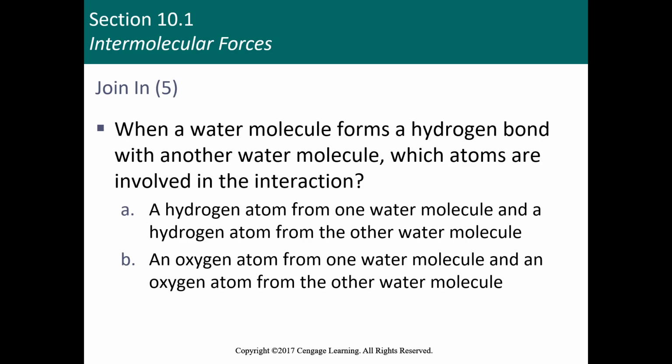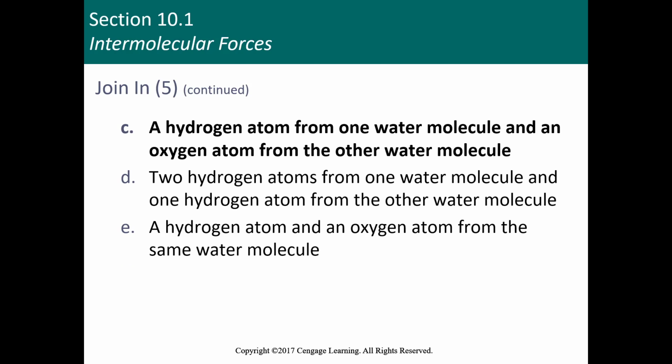When a water molecule forms a hydrogen bond with another water molecule, which atoms are involved in the interaction? So we're looking for hydrogen interacting with oxygen in the water, right? And so we go through, bing, bing, bing, and we find out it is C, which is a hydrogen atom from one water molecule and an oxygen atom from the other water molecule.